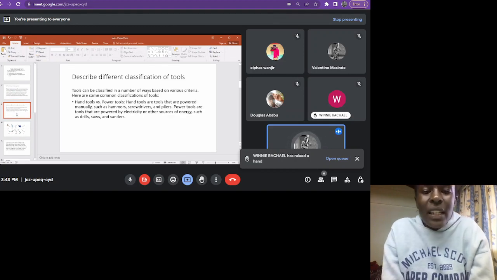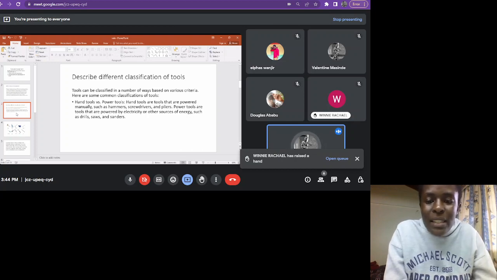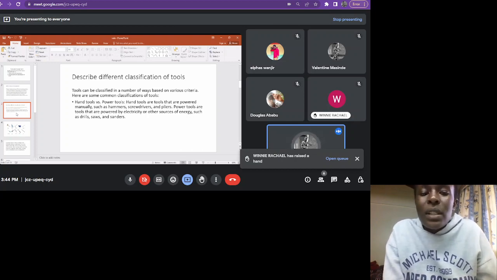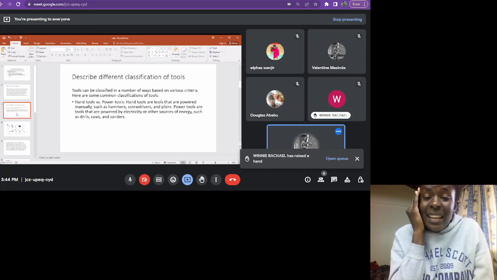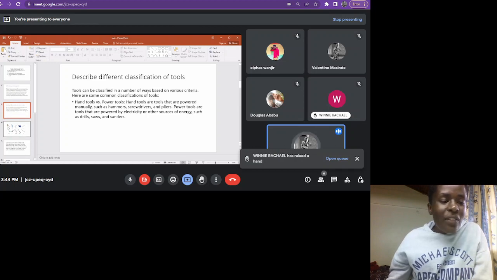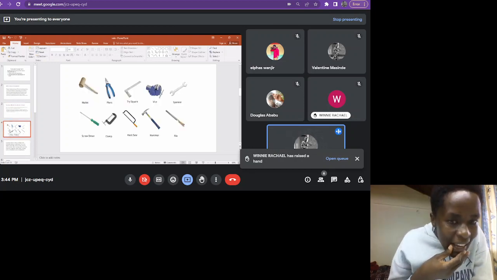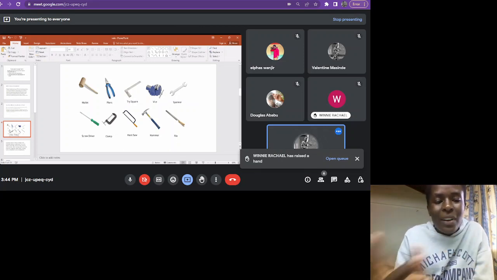The first classification is hand tools and power tools. So hand tools are tools that are powered manually, such as hammers and pliers, while power tools are tools that are powered by electricity or other sources of energy, such as drills, saws. So a hand tool, you don't require any electricity, but power tools, you require electricity. We have a picture showing the hand tools. We have the mallets, pliers, spanners, screwdriver, hammers, files.